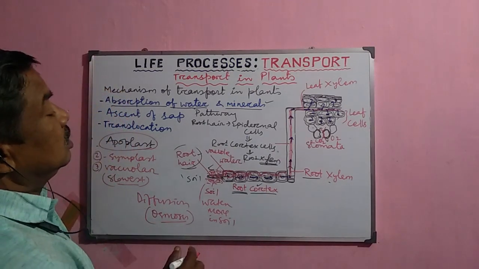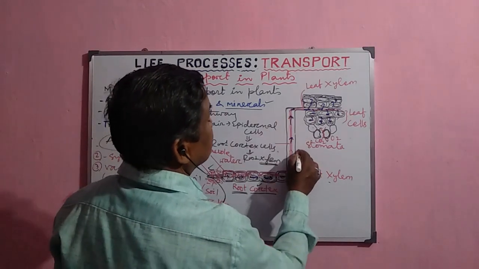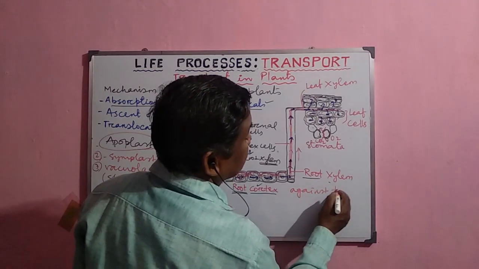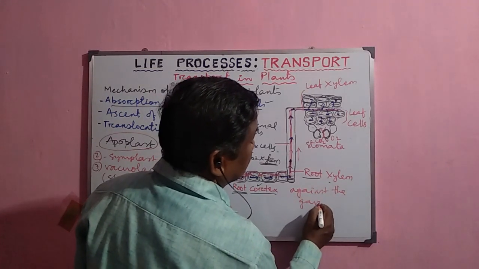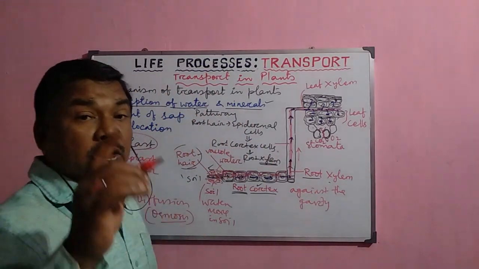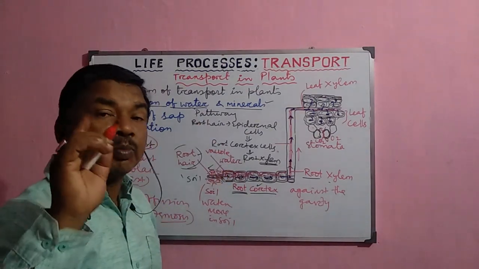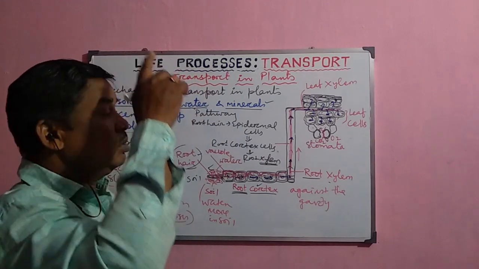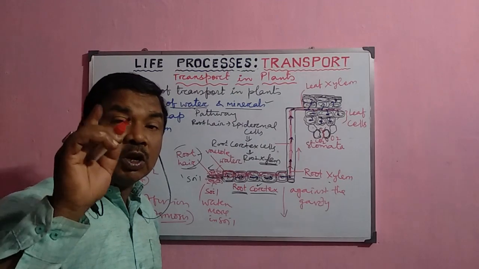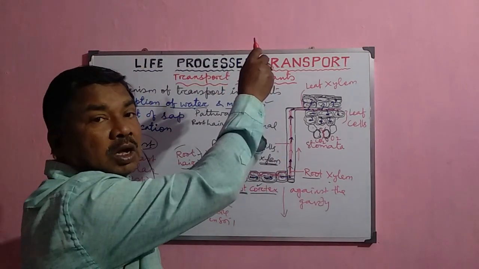Now the next phase: how does the water actually move in the upward direction? It is going against gravity. No doubt the xylem pipe is there, and the water is there, but without force or pressure, how can the water go up? Because the transpiration pull is in the downward direction, and the property of water is to move from upward to downward. But how is the water going in the upward direction?